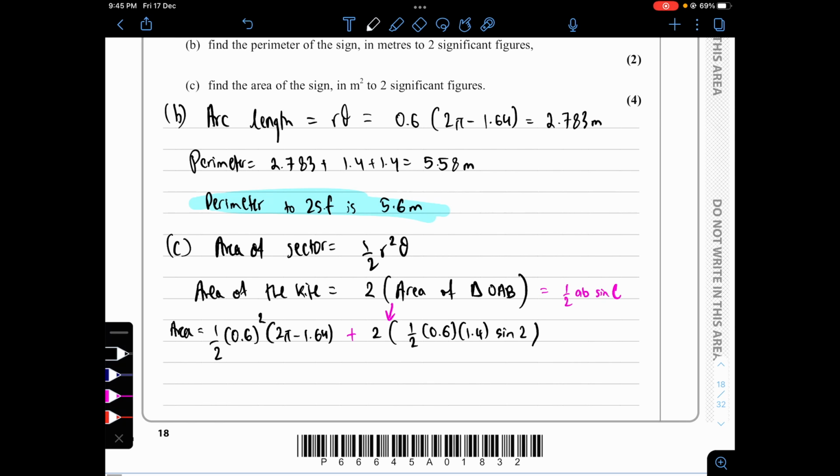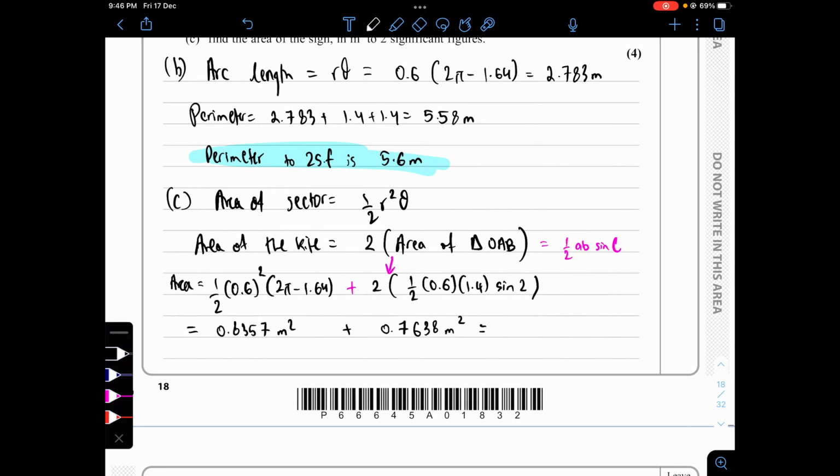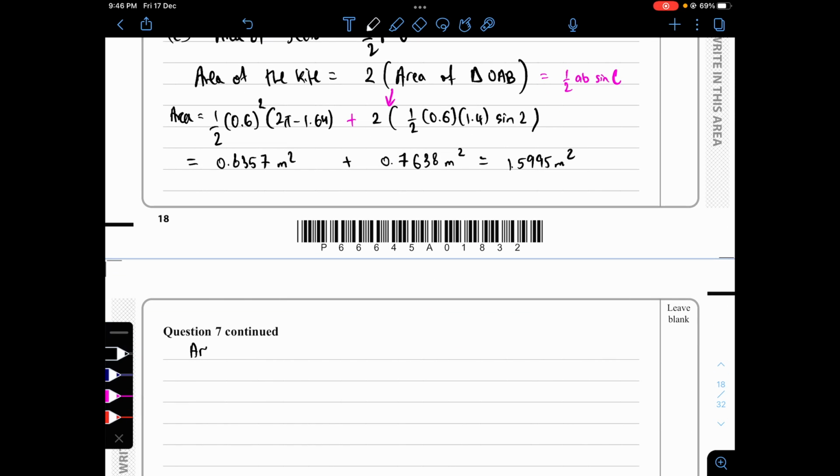So let's do it separately. The half r squared theta will give us 0.8357 meters squared, plus 2 times half times 0.6 times 1.4 times sine 2 will give us 0.7638 meters squared. So we get a combined answer of 1.5995 meters squared.